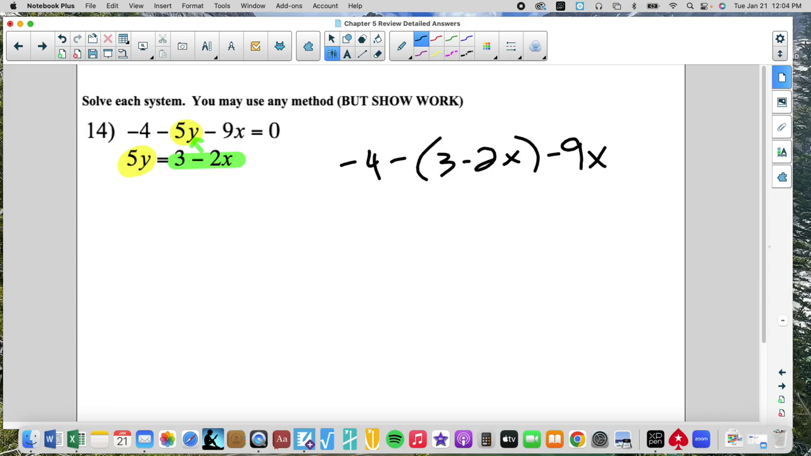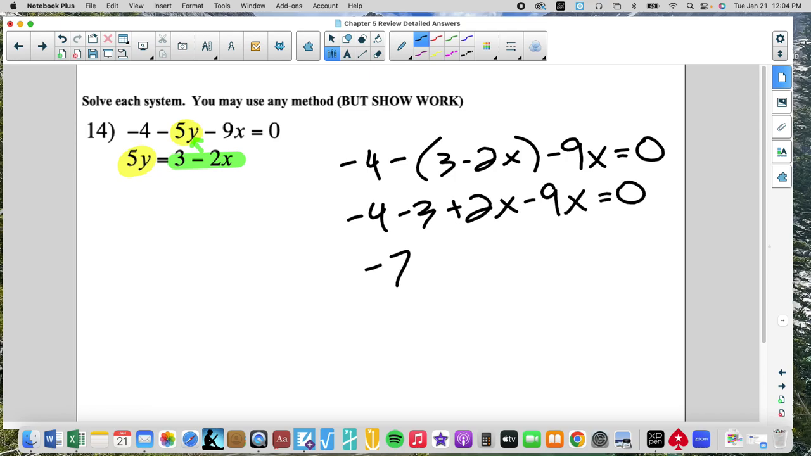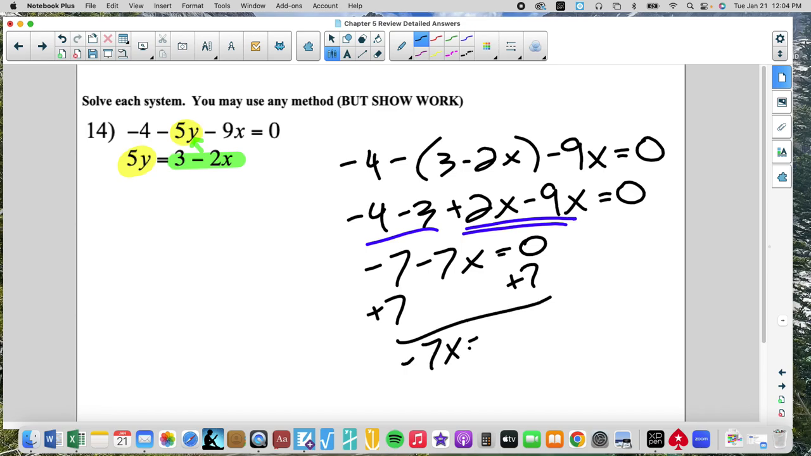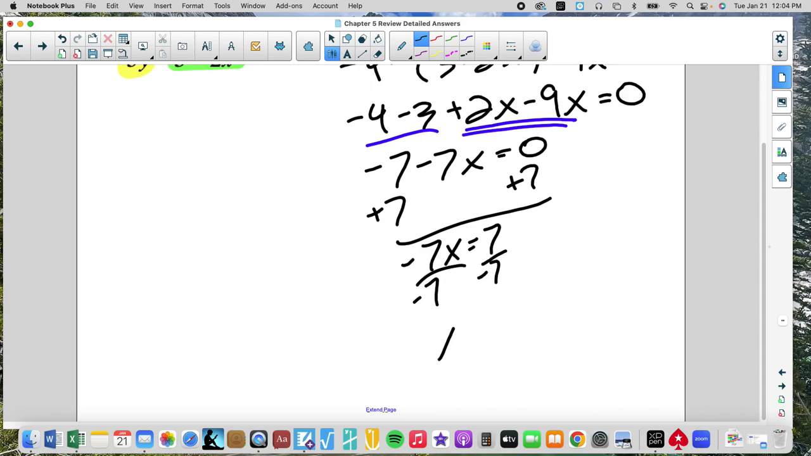minus 9x equals 0. That's going to be -7 minus 7x equals 0. Always simplify like terms prior to moving. We're going to add 7. -7x equals 7, divided by -7, and x equals -1.